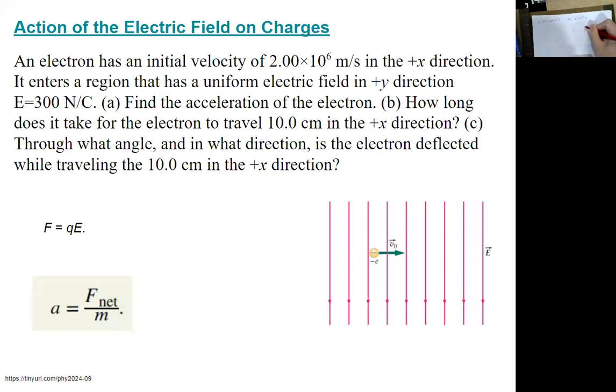For the force here, because it's an electron, it has a negative charge. So the electric force should be in the upward direction, right? It's in the opposite direction of the E field. So if it starts with this V0, it's probably going to go in that way, due to this electric field or electric force.